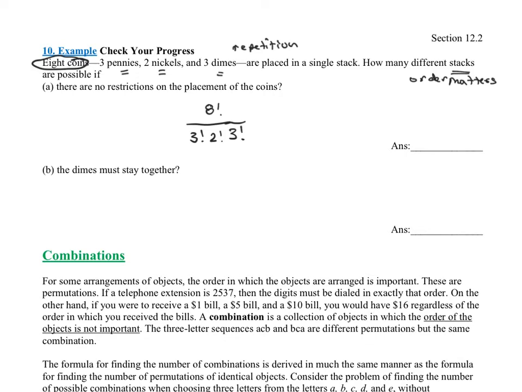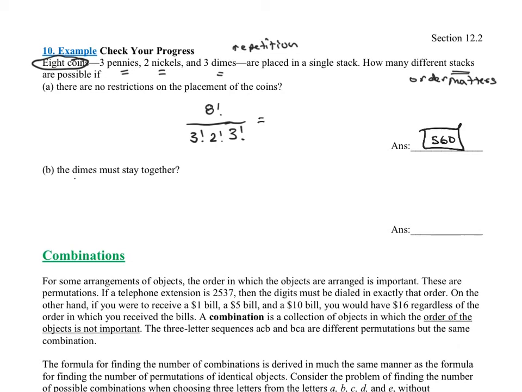Again, use the fraction button and be very, very careful in your calculator. See what you're going to get. Take a moment right now. I'm getting a total of 560 distinct possible orderings or stacks of these coins. Considering there is repetition, we had to use this formula instead.